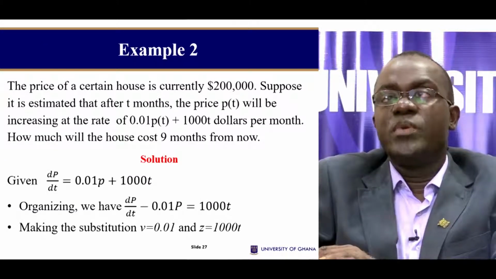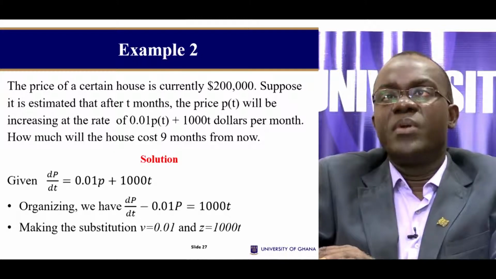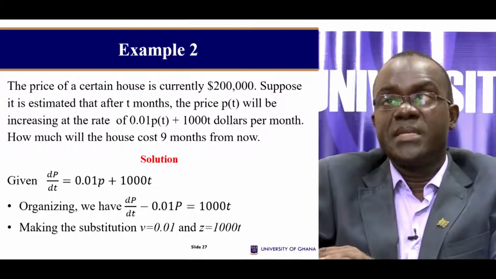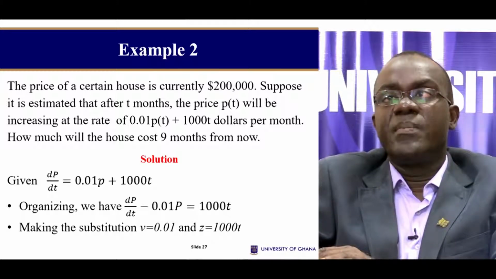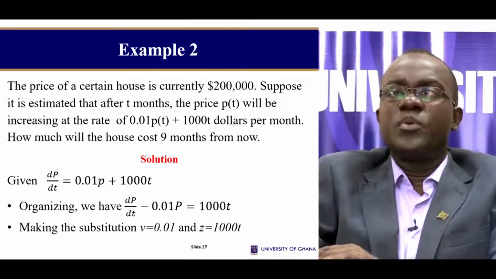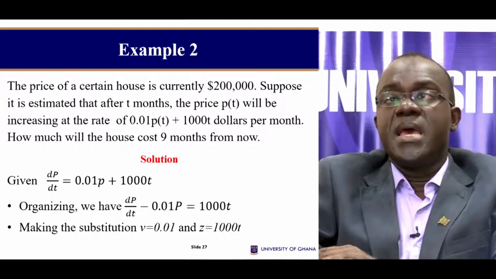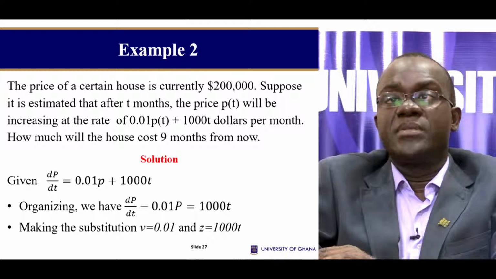There is also another equation here. Here we have the price of a certain house, which at time t equals 0, the price is equal to this. The rate of change of the price is what we have over here, and we are supposed to find the cost of the house in 9 months. This is what we have been given, how the price changes with time.